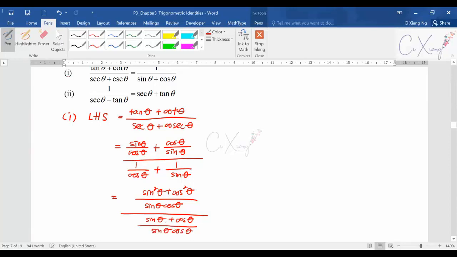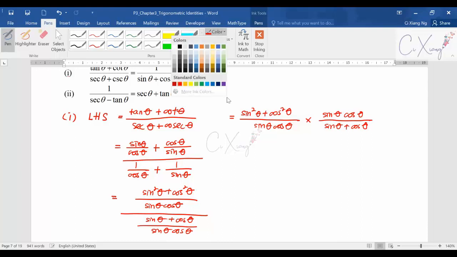So combining the fractions, I get 1 respectively for the numerator and also the denominator. And after that, to simplify it, it will become sine square plus cos square divided by sine cos, multiply with sine theta cos theta divided by sine theta plus cos theta.